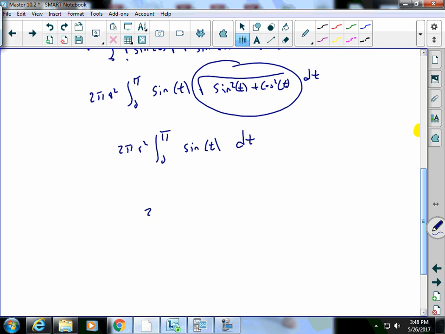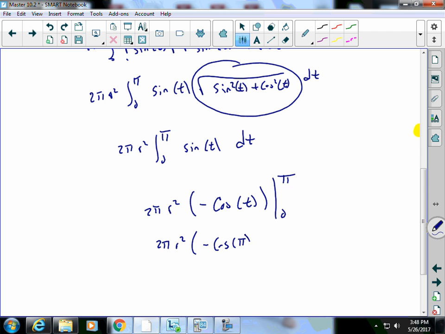So I have a 2 pi r squared times a minus cosine t from 0 to pi. Let's write this so that people could read this later. Minus cosine t, and I'm evaluating from 0 to pi. 2 pi r squared, minus cosine of pi, minus a minus cosine of 0. Well, that gives me 2 pi r squared.